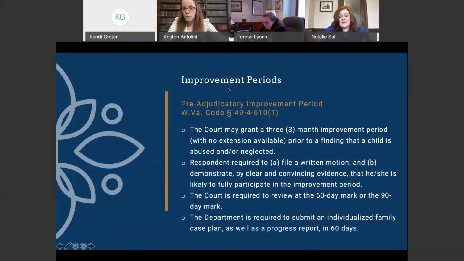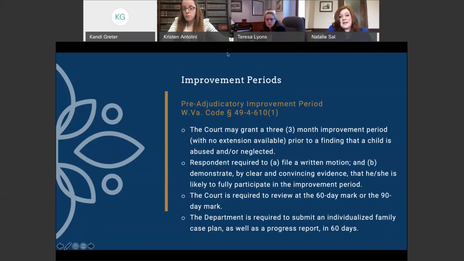And because of that, there are really limited issues that are appropriate for pre-adjudicatory improvement periods. It's not generally appropriate in cases with substance use addiction, for example, because that takes a lot longer period of time to be able to remedy than 3 months would normally afford. But you have to look on it as a case by case kind of consideration and analysis.